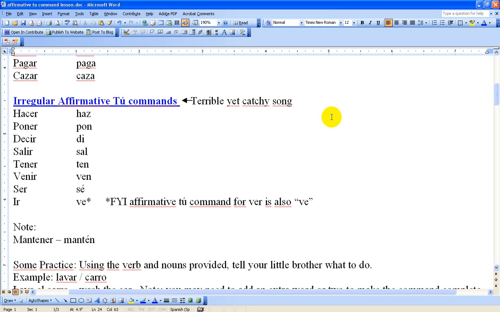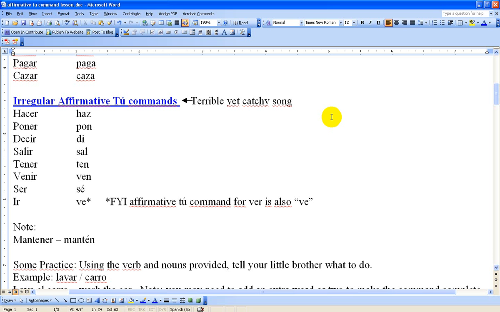And these ones are, again, affirmative tú commands that are irregular. So, hacer is haz, pon, di, sal, ten, ven, sé, and ve. And just FYI for you, the affirmative tú command for ver is also ve. Obviously, you would distinguish by which one I'm using based on the context of the conversation.